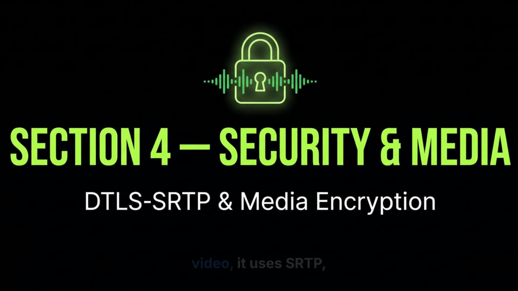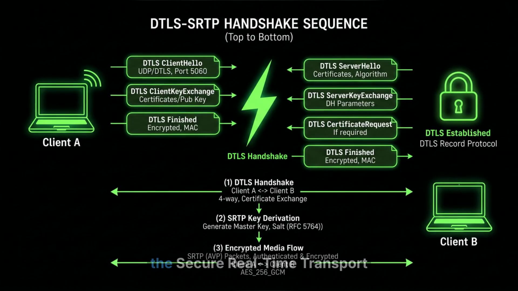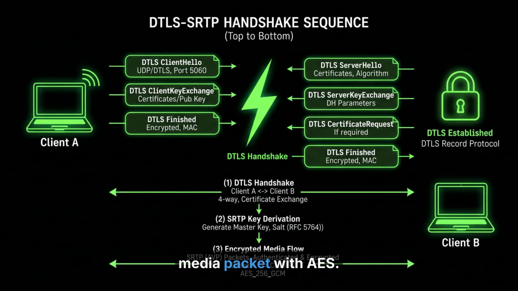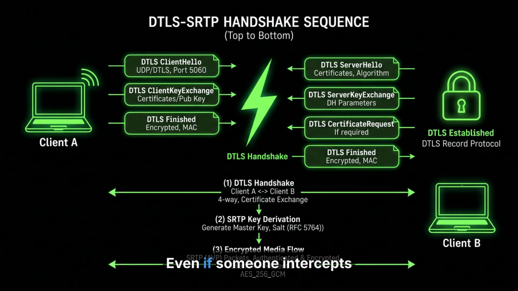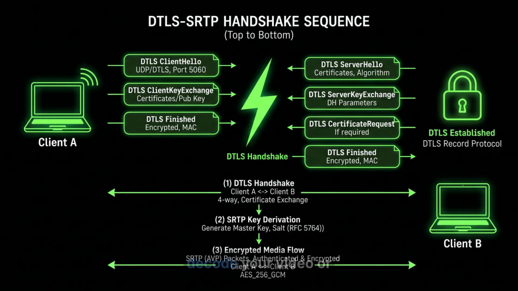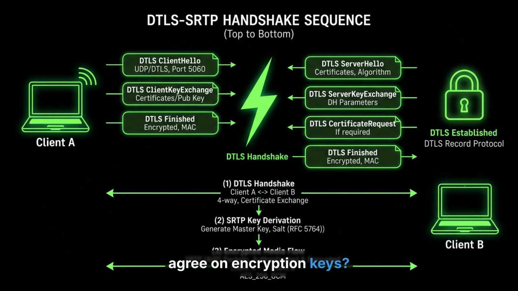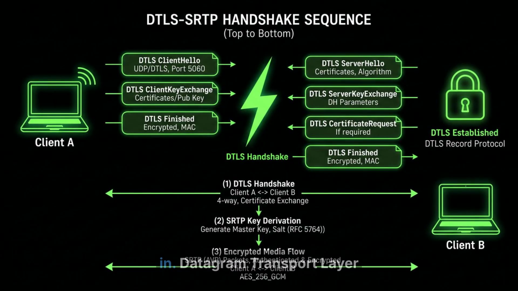WebRTC uses two encryption layers. For media, your audio and video, it uses SRTP, the Secure Real-Time Transport Protocol. SRTP encrypts every media packet with AES. Even if someone intercepts your packets, they can't decode your video or hear your audio. But how do the peers agree on encryption keys? That's where DTLS comes in.